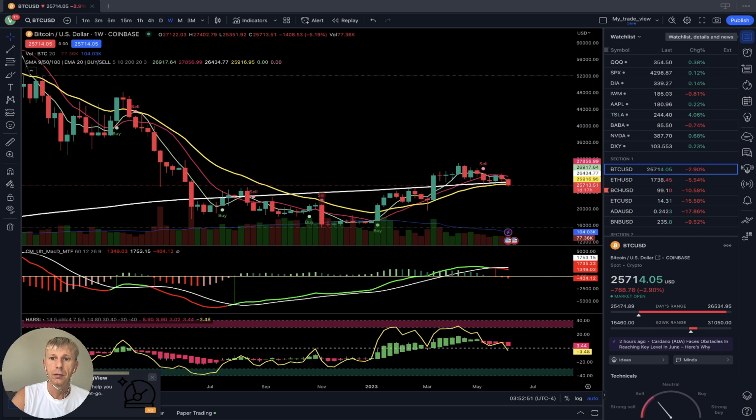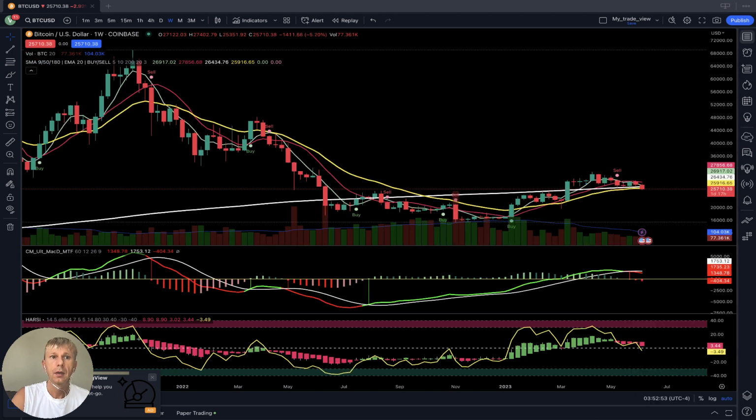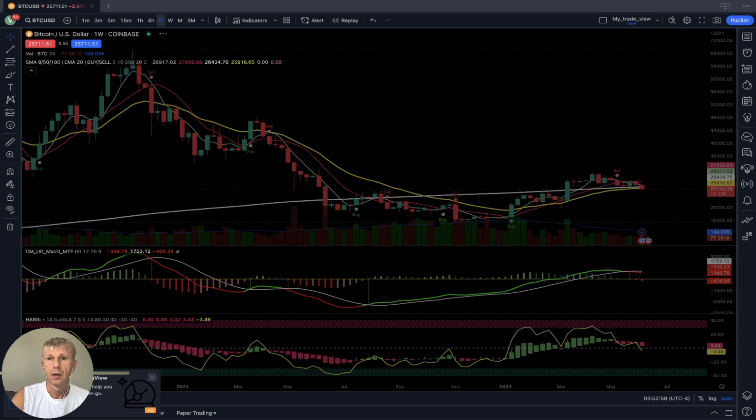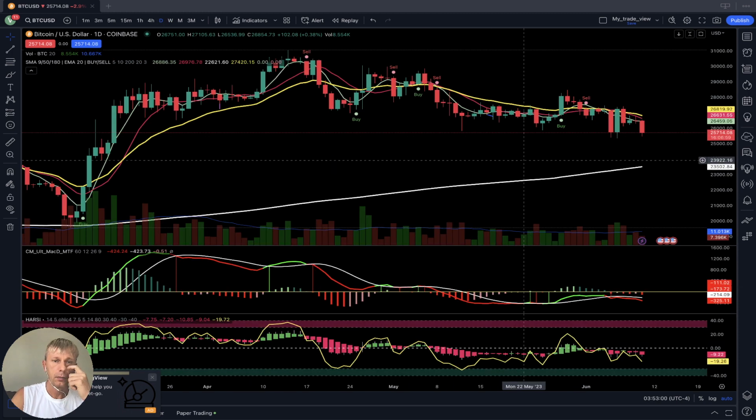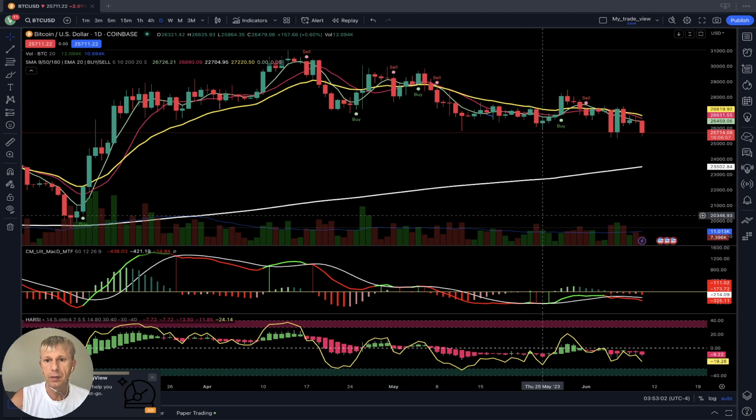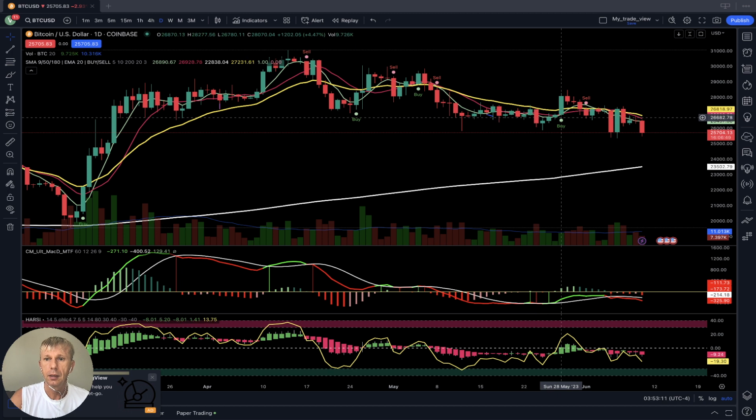Let me briefly mention my setup. Let me go to the daily time frame. My setup is I am using moving averages. The white line is SMA 200, the yellow line is EMA 20, the red line is SMA 10 and the green line is SMA 5.